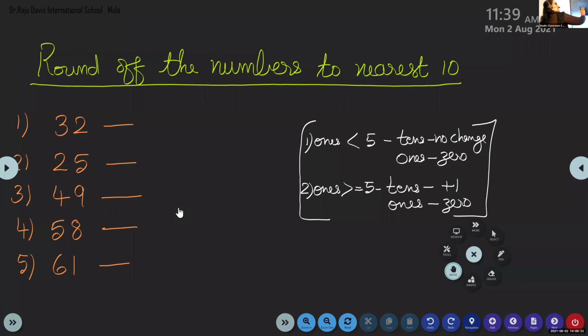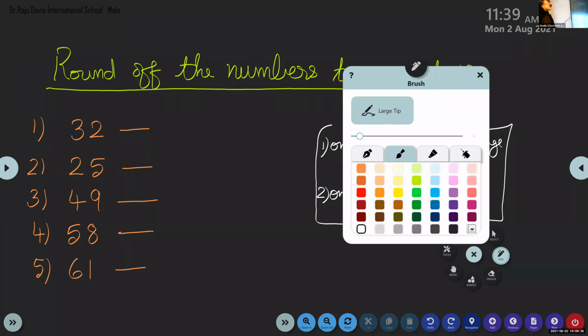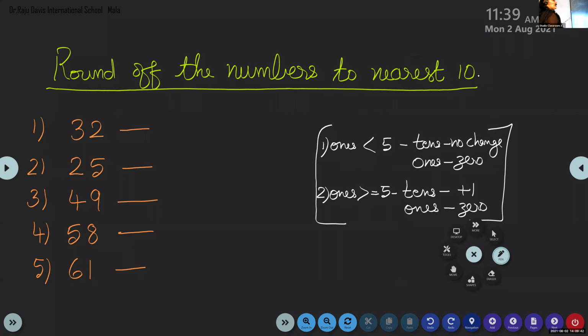2 minutes for completing it, then we will discuss the answers. Think and do. Don't make mistakes. The rules are written on the other side. Underline the ones place and check under which rule it comes. According to that, make the changes.